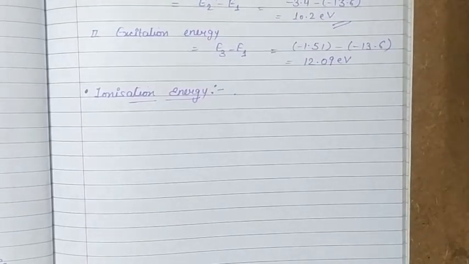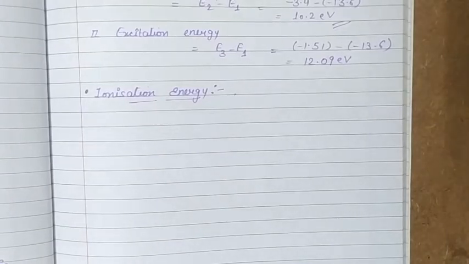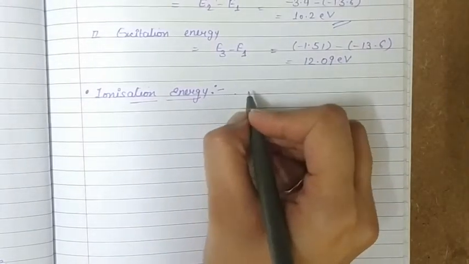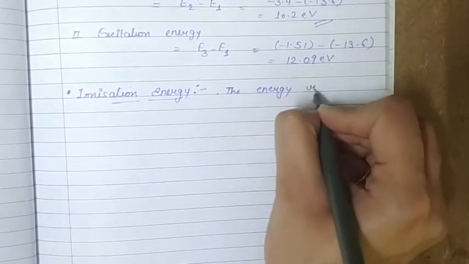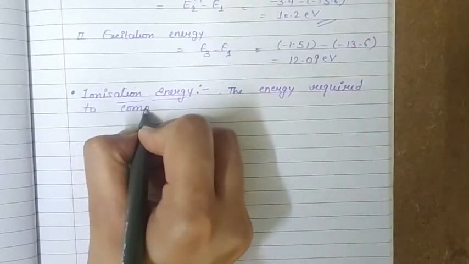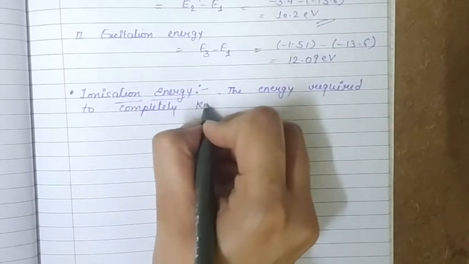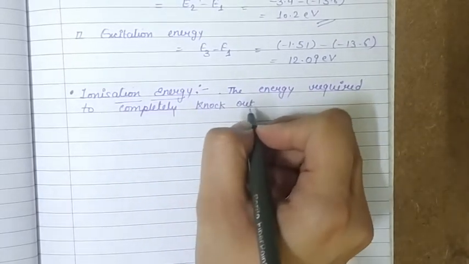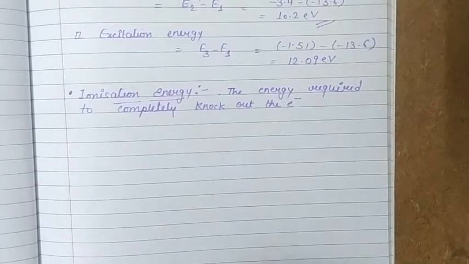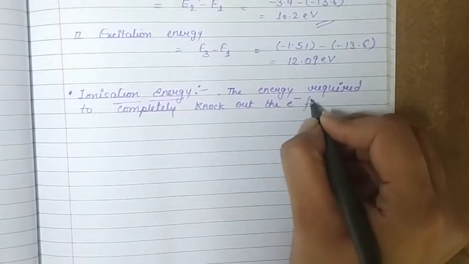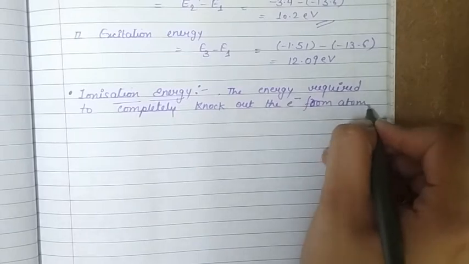So for ionization energy, the final energy state to which the electron is going is at infinity, meaning it is completely going out of the atom. So ionization energy is the energy required to completely knock out, or we can use the word remove, the electron from the atom. So that much energy is called ionization energy.